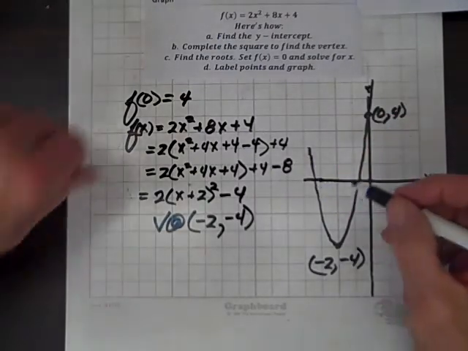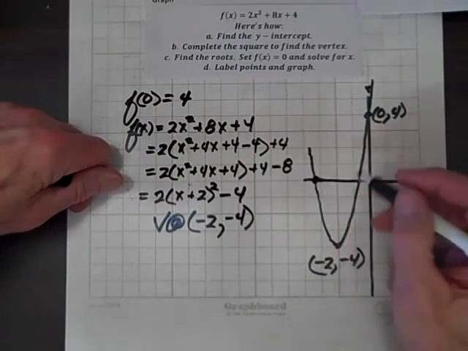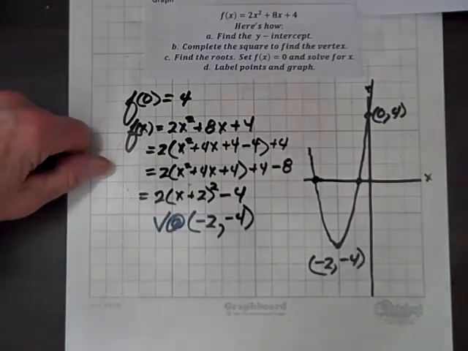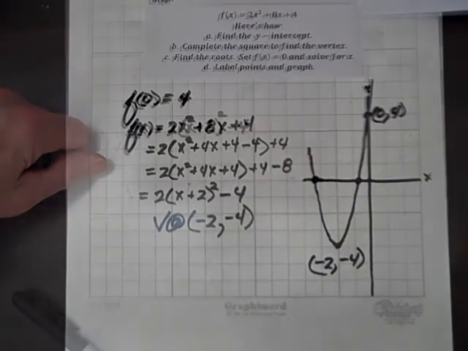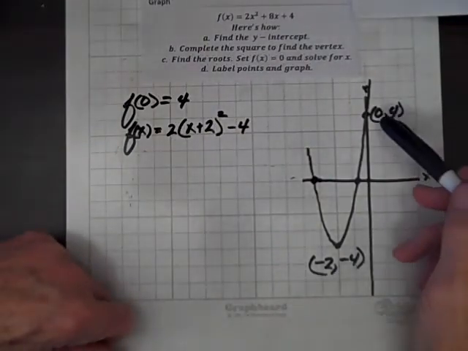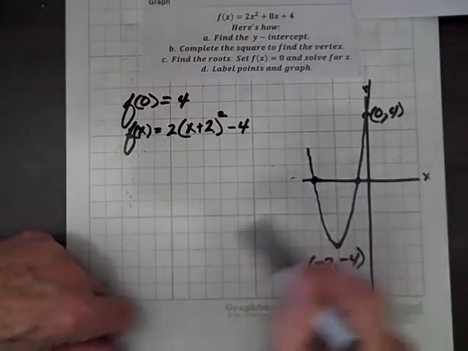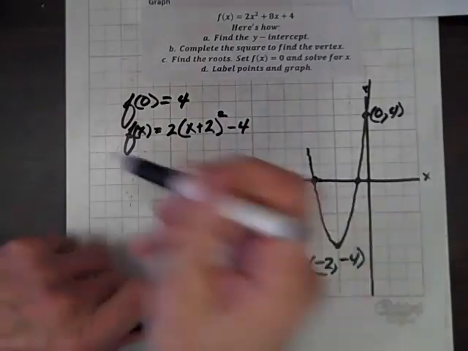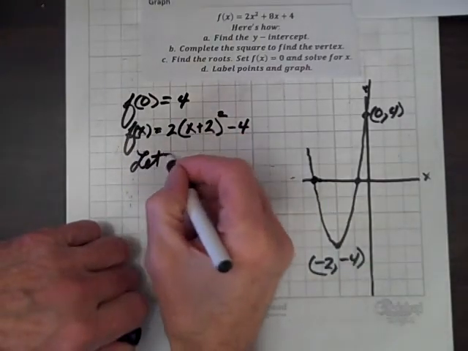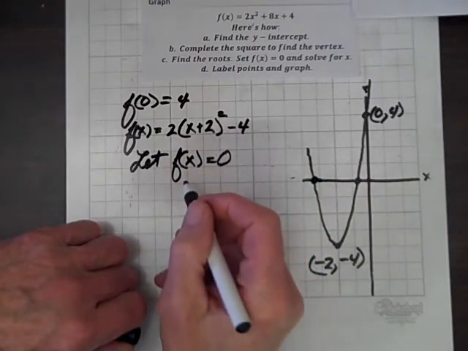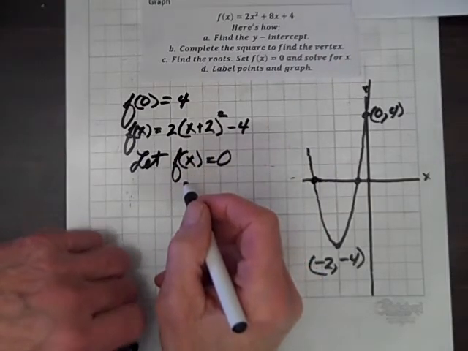The only issue remaining is what are these zeros? What are the x-coordinates of the zeros? So we'll get to that. So we found the vertex, we found the y-intercept, we have to find the zeros, the x-coordinates of these zeros. So to do that, we'll let f of x equals 0 and solve for x.